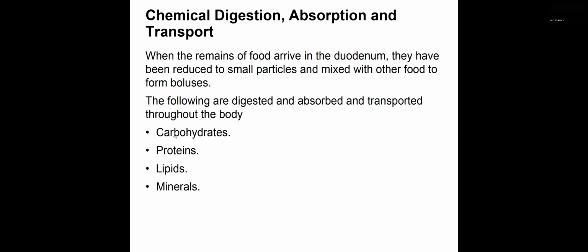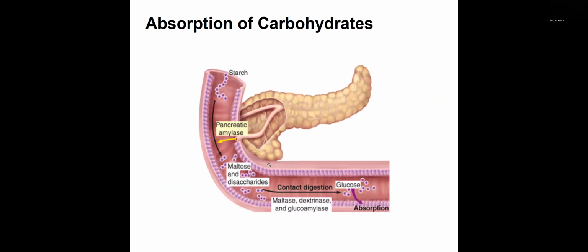When we look at chemical digestion, absorption, and transport, the primary biologic molecules that are digested and absorbed here are carbohydrates, proteins, lipids, and minerals. Examples of minerals would be salt, sodium, potassium, calcium, magnesium. When we look at absorption of carbohydrates, carbohydrates can come in various forms. They can be polysaccharides, which are multiple sugar molecules, for example starches found in foods like bread, rice, and potatoes.